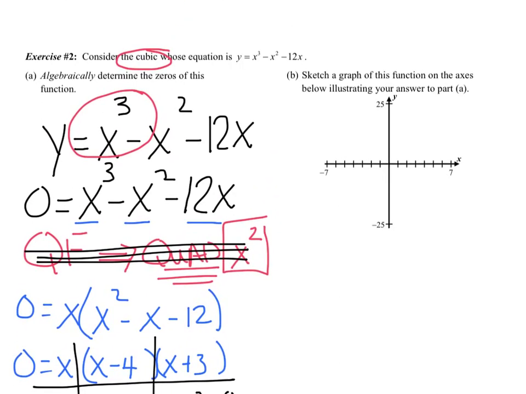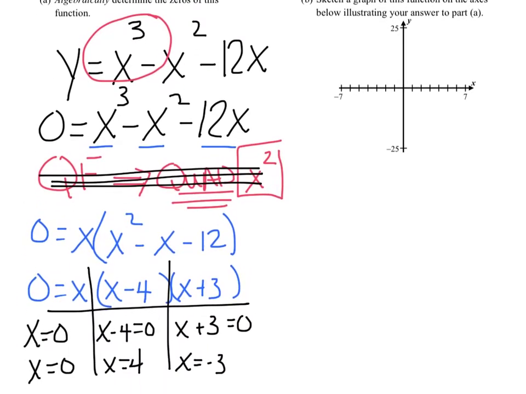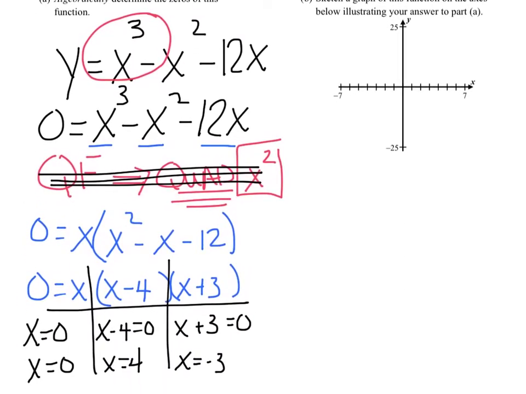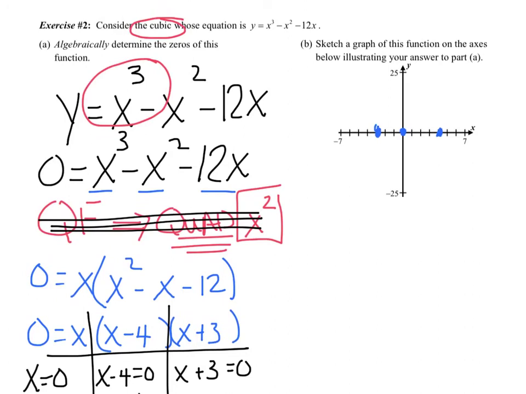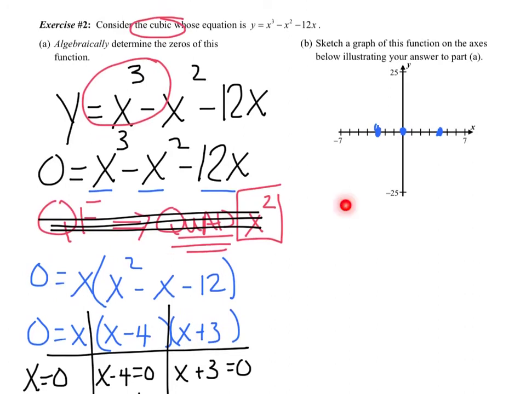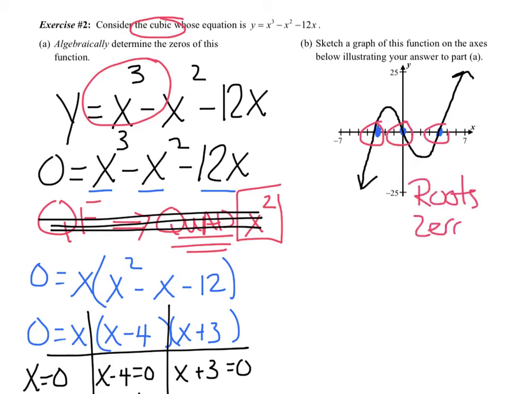Now that I know my roots, it says sketch a graph of this function using your answer from part A. So it says don't pick up the calculator. Use your roots and plot them. So I have one at 0, one at 4, 1, 2, 3, 4, and one at negative 3. Now we just saw from our previous examples that the cubic starts low and it's got to go up and it's got to hit all these roots and go back. So I know it's going to go something like this. I got to go through all those roots or zeros. So I just want to be clear, those 3 numbers there are called roots, zeros, and x-intercepts. All mean the same thing.